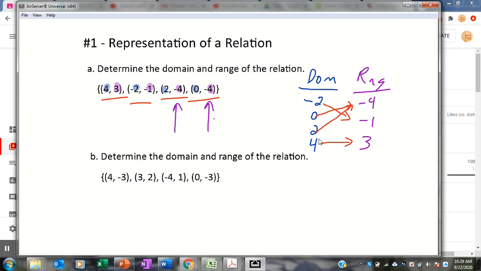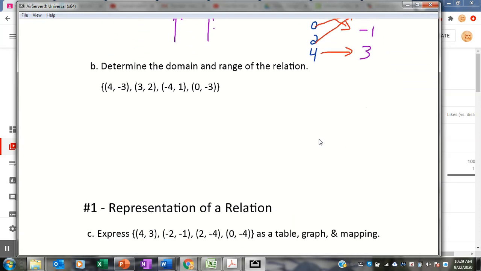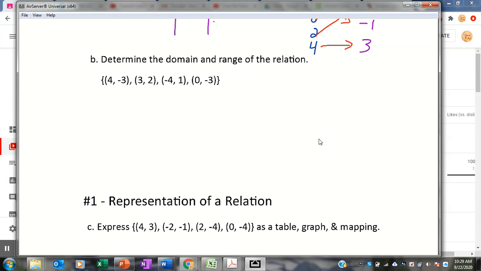So that's the domain and range of each of the relations, and you can see I went a little bit beyond what it asked us to do, and I actually drew a mapping. You will be asked to do that later. So this says determine the domain and range of each function. We're going to do the exact same thing. We'll go with the same colors.